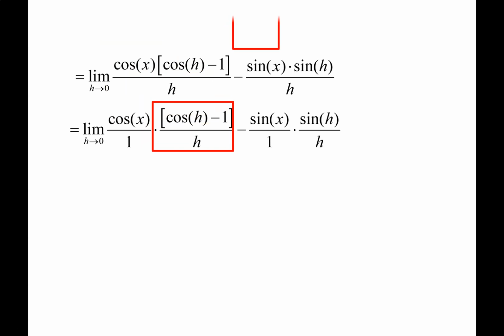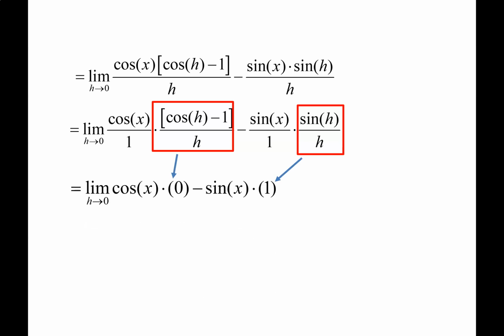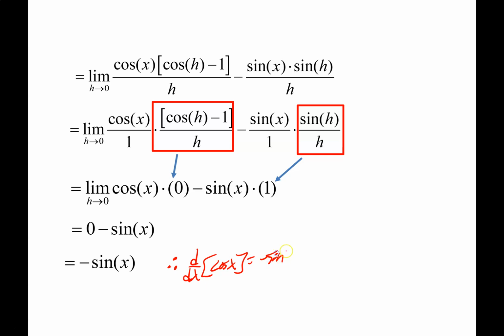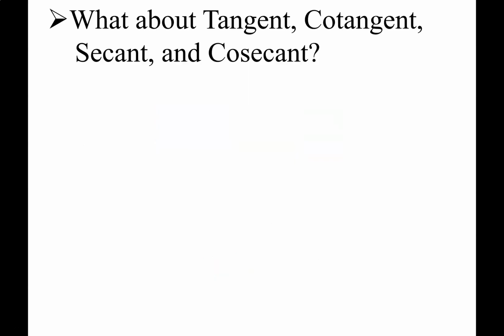And then again, that was those little special limits that we talked about. So I get cosine of x times 0 minus sine of x times 1, which is 0 minus sine x, which is negative sine x. Therefore, we know that the derivative with respect to x of the cosine is negative sine. QED. So, 2 down, 4 more to go.